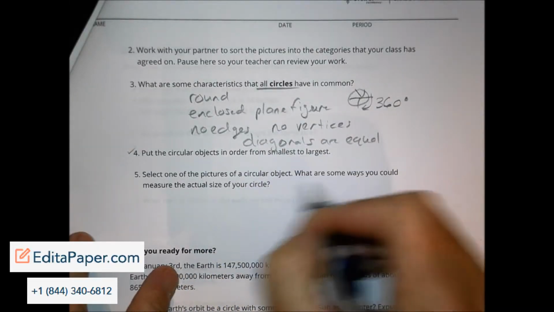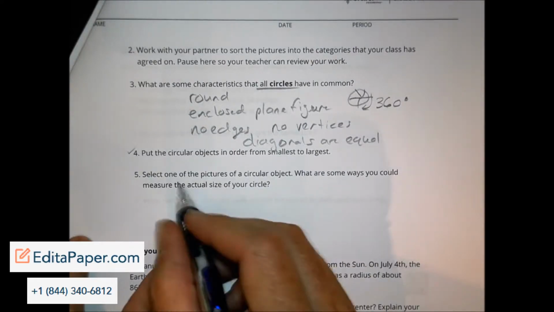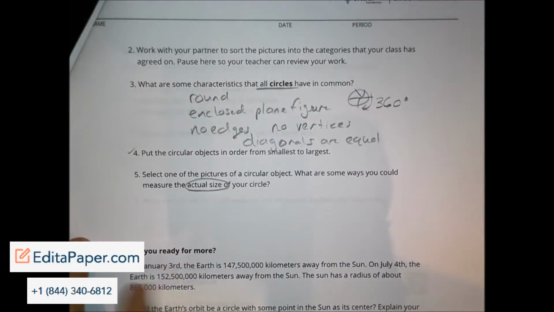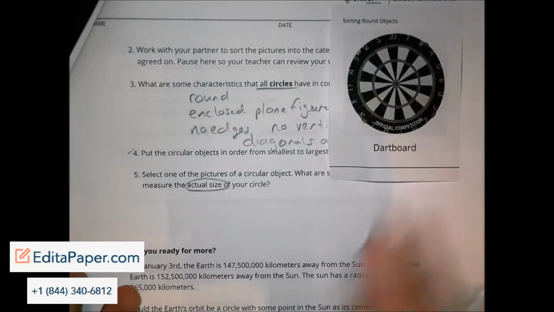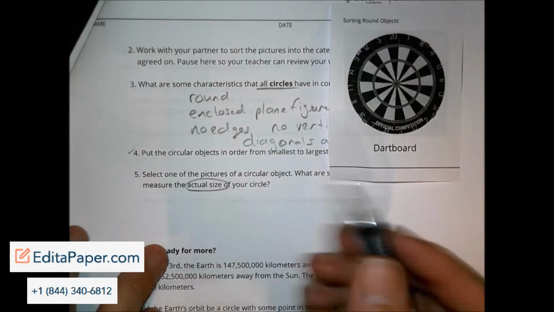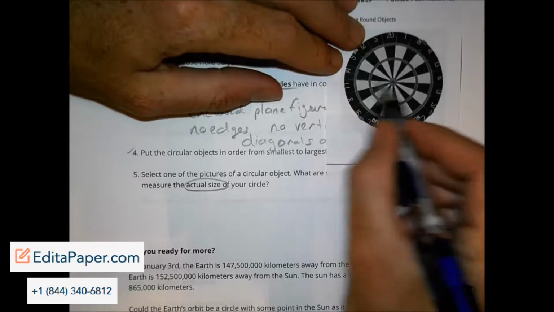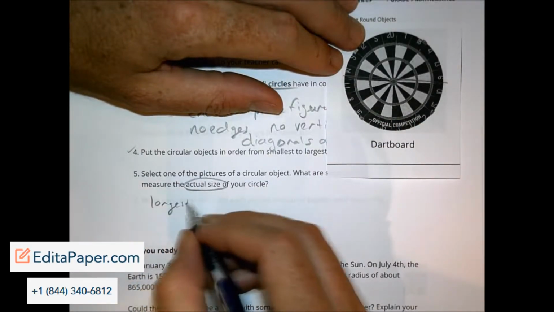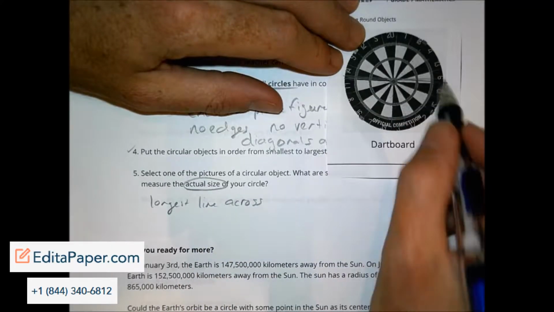What are some ways you can measure the actual size of your circle? Okay, so if you're going to find the actual size of a circle, how would you go about doing that? Let's take, for example, if I had the dartboard, how would I figure out the actual size of a real dartboard there? Okay, and so maybe I could measure a line across the diagonal, so I could look at my longest line across the object and use that perhaps to measure what it might be.